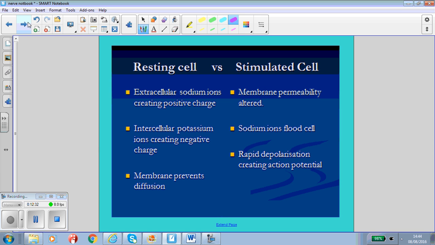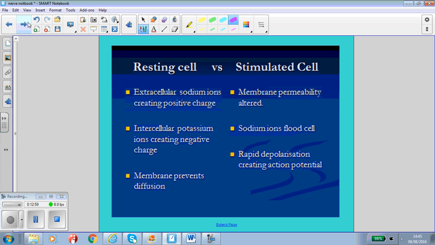Excuse me for the sort of double background thing going on here. This is a slide from a previous presentation that I've stolen. Just to summarise, when the cell is resting, we have extracellular sodium, which is positively charged. Inside the cell, we have potassium ions, which are negatively charged, and the membrane is closed. The potassium can't leave and the sodium can't enter.